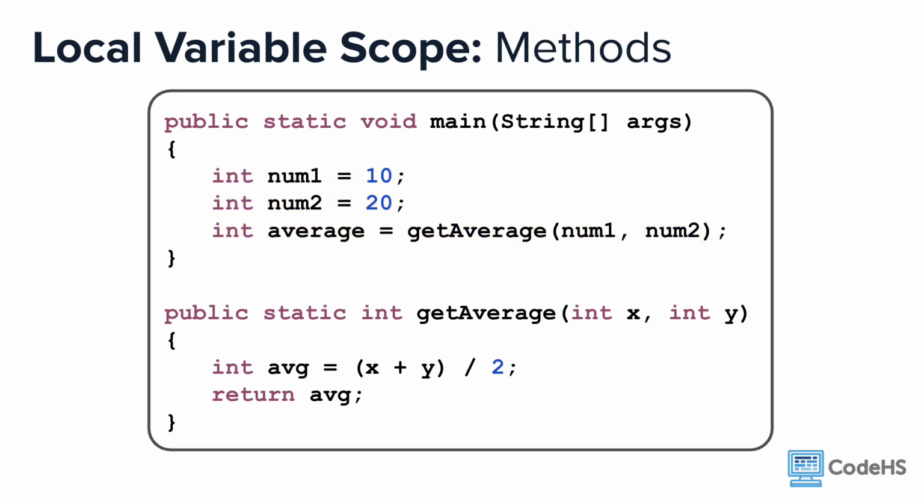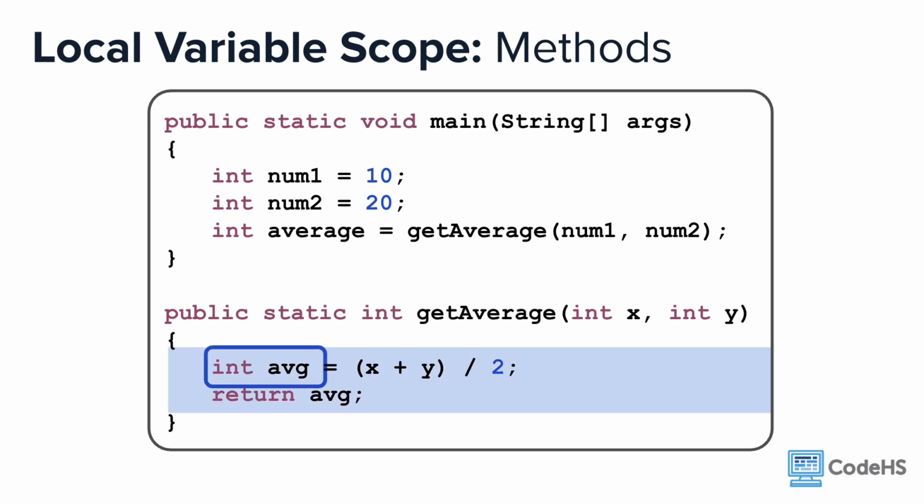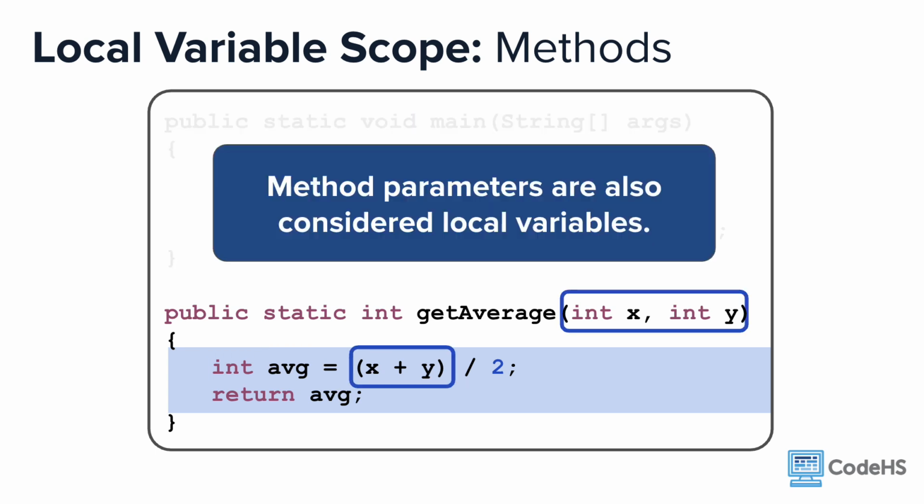Let's move on to the getAverage method. Can you find any local variables here? If you identified the average variable, you are correct. The average variable is local to the getAverage method, so its scope is between this method's curly braces. Something else to point out here is that method parameters are also considered local variables because they are declared within the header of a code block. This means x and y are local variables whose scope is confined to the getAverage method.